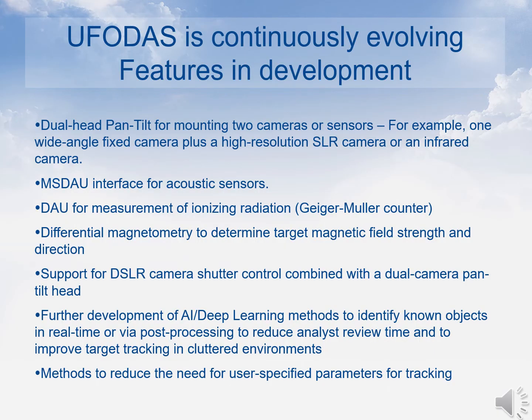UFODAS is continually evolving to provide additional features of the existing software and also new hardware and software options. Currently, the OTDAU software can utilize not one but two cameras simultaneously. Typically, the wide camera might be an all-sky camera and the secondary telephoto camera might be a pan-tilt zoom unit.